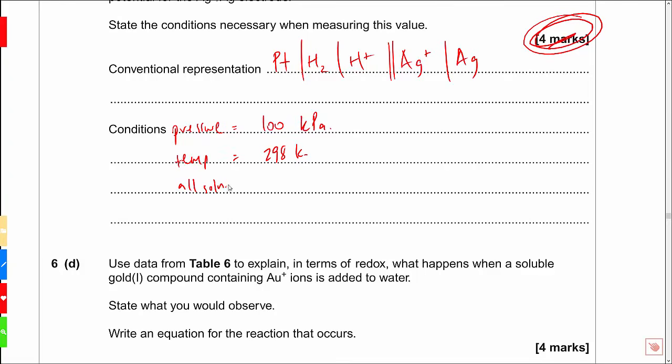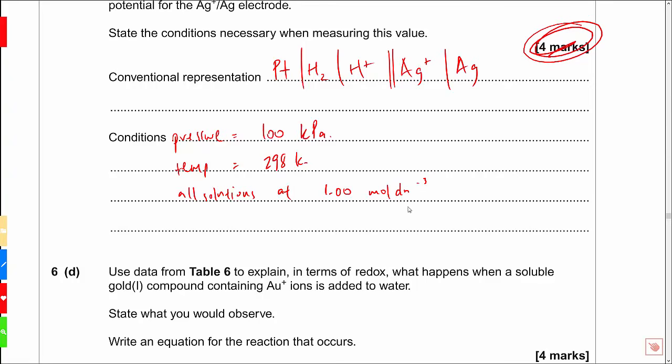All solutions at 1 mole per decimeter cubed. Nice there.